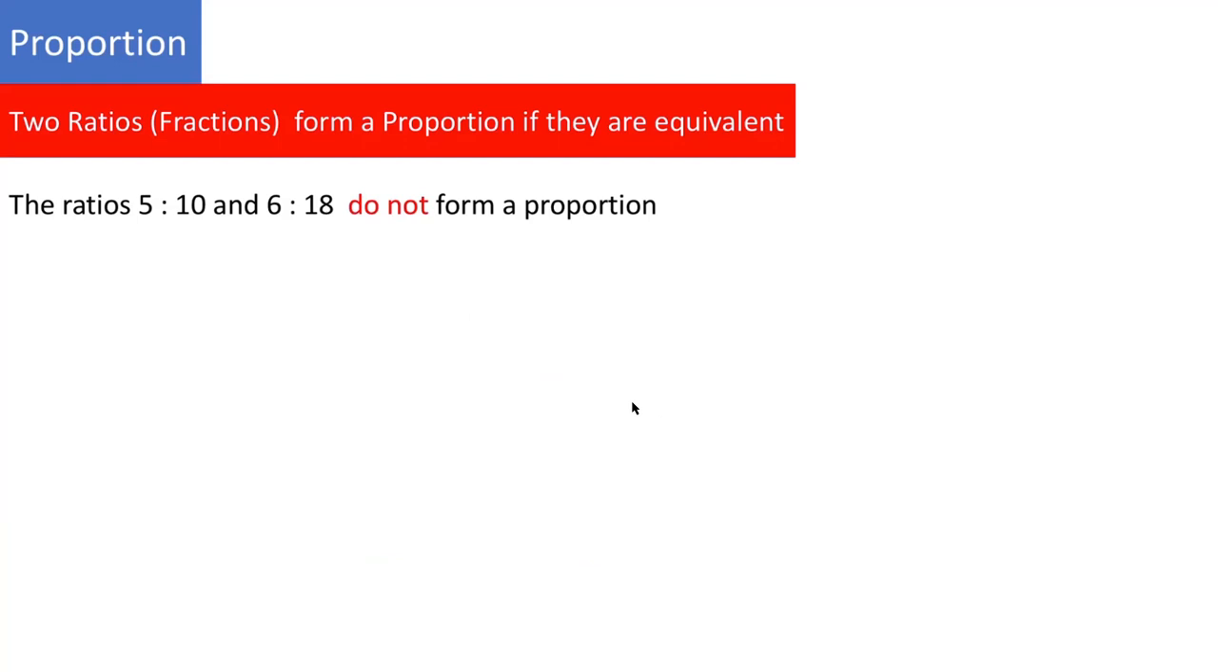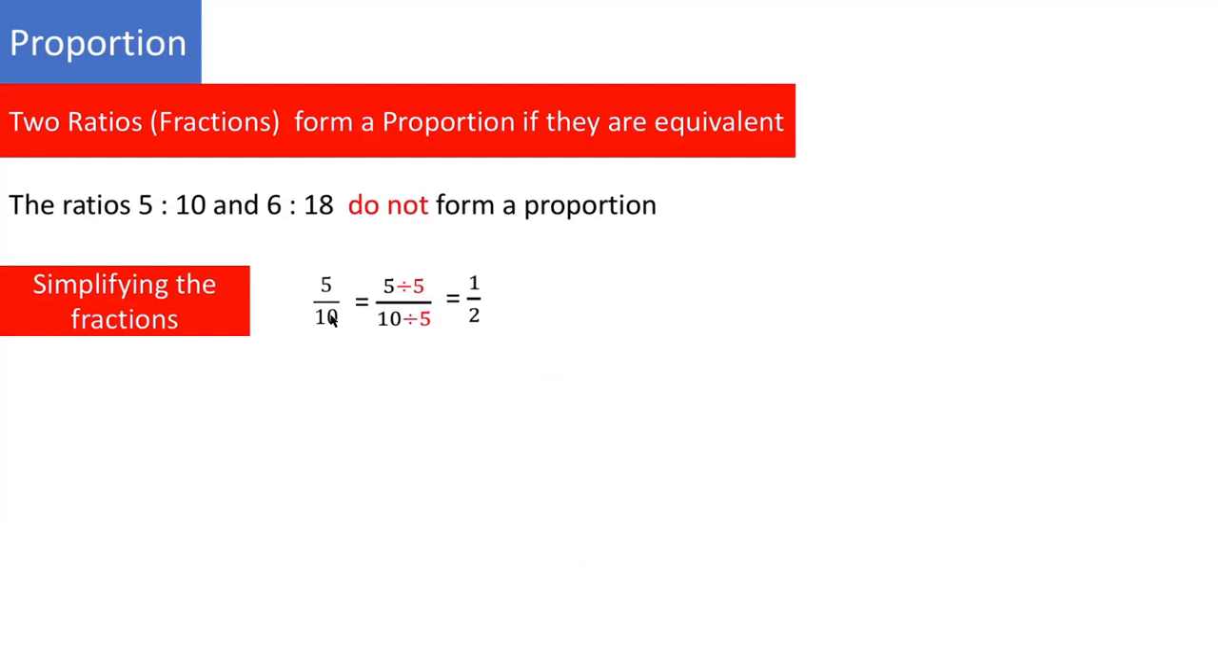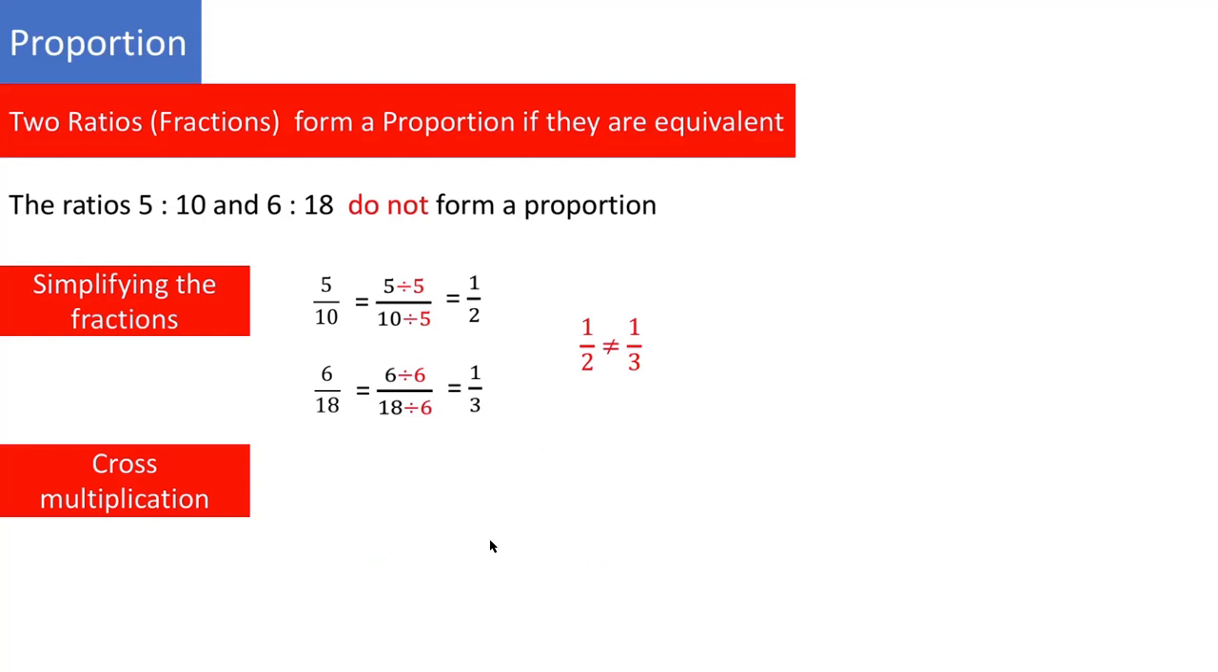In this example, let's see if 5 over 10 and 6 over 18 form a proportion. We will show that they do not. Why? Look at the ratios. 5 over 10 is 1/2, and 6 over 18 is 1/3, and 1/2 is not equal to 1/3. If you use cross multiplication, 5 times 18 is 90, 6 times 10 is 60, and they are not equal.